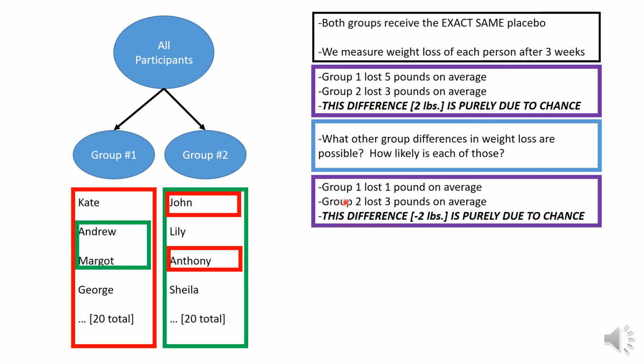In this new simulation, group 1 has lost 1 pound on average, whereas group 2 has lost 3 pounds on average. So we have a different difference. Group 1 minus group 2, we now have negative 2 pounds, whereas we had positive 2 pounds before. But this is still due purely to chance. This negative 2 is going to be the number that goes with this new simulation. You can consider this to be simulation 2 and the other simulation 1. It ultimately doesn't matter.